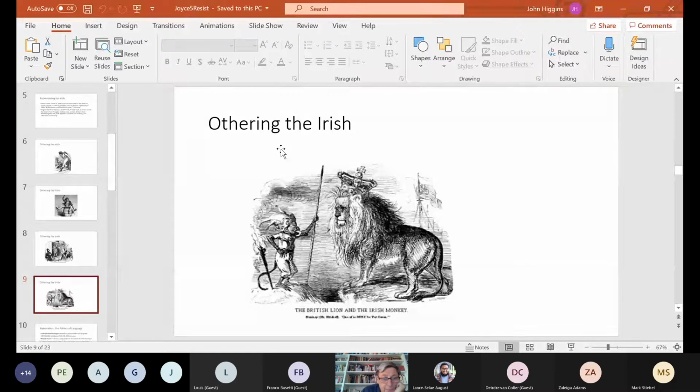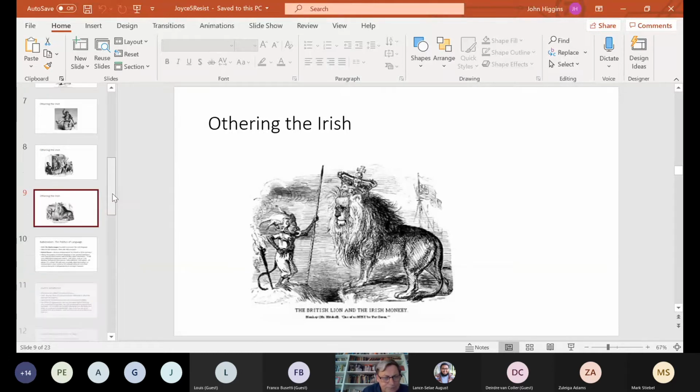Powerful and predictable racial stereotypes that I think we should bear in mind when we come to see the kind of problems of acceptance that an Irish artist like Joyce, but also Yeats, and many others had to face when publishing in the wider world.